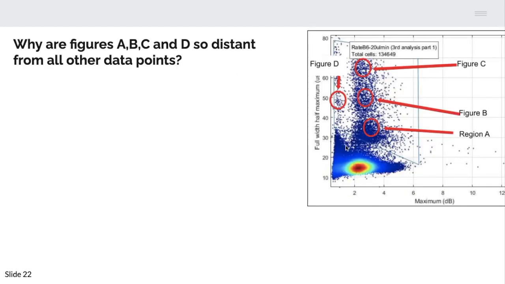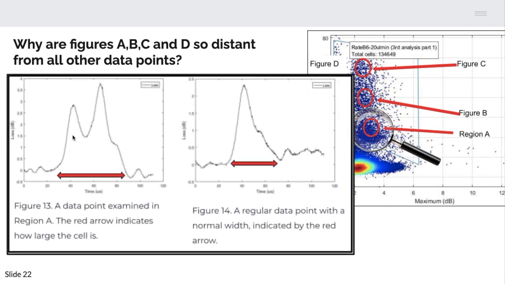So why? To know that, well, we can select one data point. Let's say in this region, I called it region A, and we look at its graph. Well, immediately, in this graph right here, we can see that it looks like it has 2 parabolas. And two parabolas suggest that it's doublets, and doublets, as I said, are two cells that are tightly bound. And in comparison, this right here would be a normal data point, which is not a doublet, and you can see there's only one parabola.